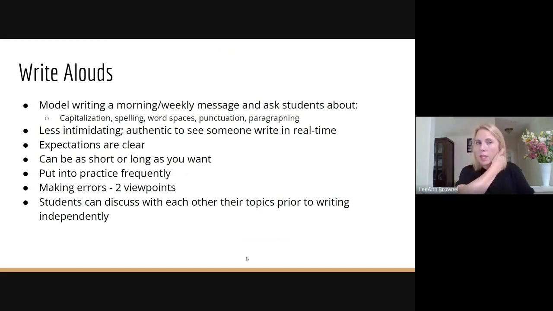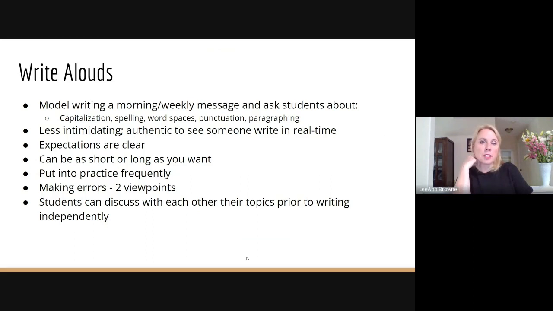So anything really could be modeled. You could model your morning or weekly message, and then you can ask students about, is the capitalization proper? What about my word spaces, paragraphing? It's less intimidating. You're not just handing students a piece of paper and saying, write about your weekend.